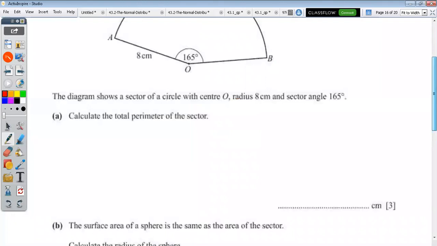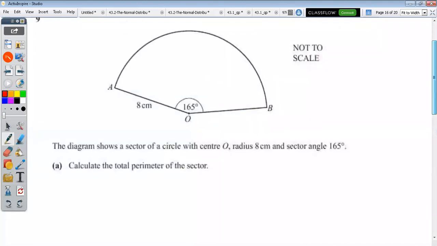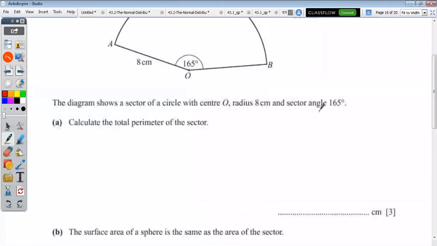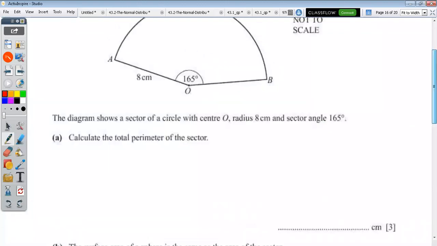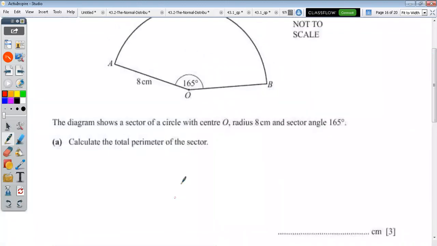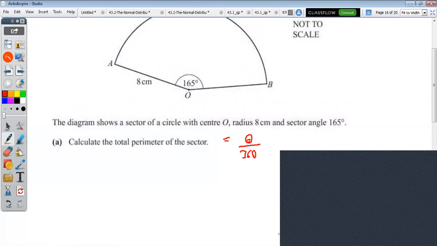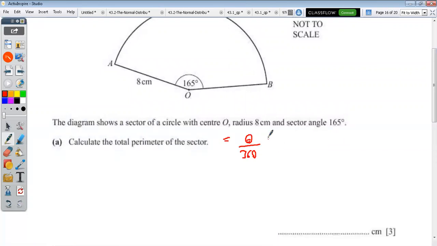Number 9, calculate the perimeter of the sector. So how do you calculate the perimeter of a sector? We talked about it. What's the formula, by the way? Who remembers? It's equal to what? Theta over 360 multiplied by what? Lilo? The length of an arc is theta over 360 multiplied by 2 pi r. You should always remember this.